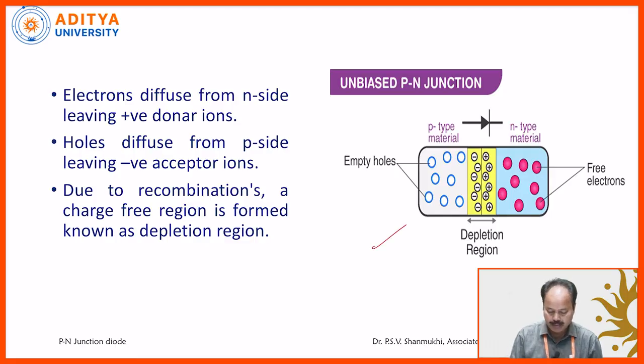Suppose a P-type semiconductor and an N-type semiconductor are joined together, what happens? In a P-type semiconductor, at any temperature other than 0 Kelvin, holes are the majority carriers and electrons are the minority carriers, and there also exist some acceptor impurities like boron and aluminum. In the same way, in an N-type semiconductor, electrons are the majority carriers and holes are the minority carriers, and there also exist some donor impurities like arsenic and phosphorus.